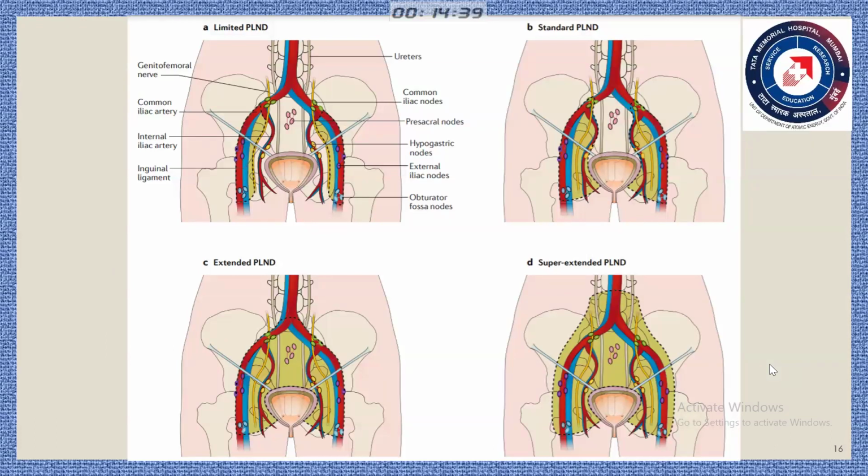Coming to the different anatomical templates, these have been defined as late as 2017 by the European Association of Urology clinical group. The limited lymph node dissection is the external iliac and the obturator nodes bilaterally. The standard includes the internal iliac and the bifurcation of the common iliac, extending up to the aortic bifurcation. The super extended includes the inferior mesenteric artery.